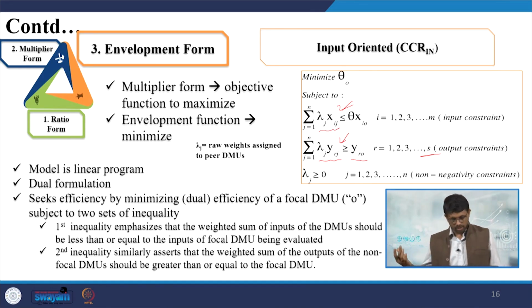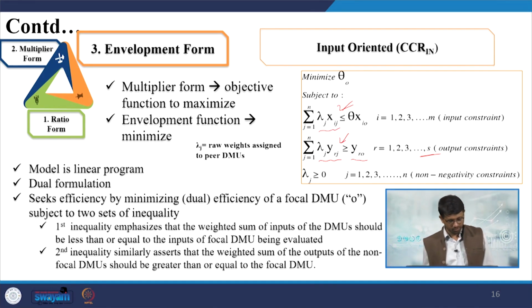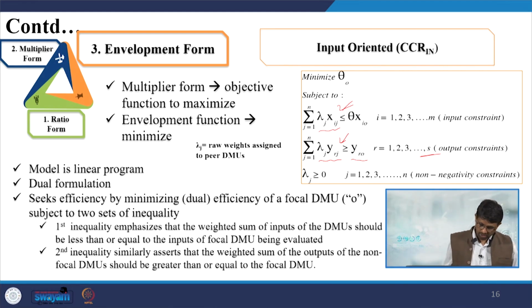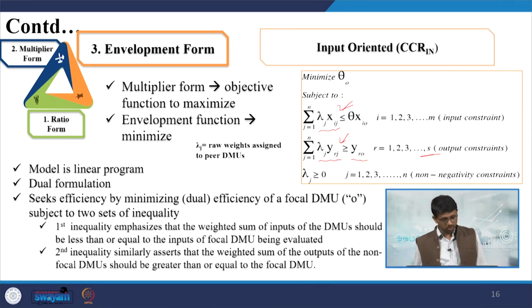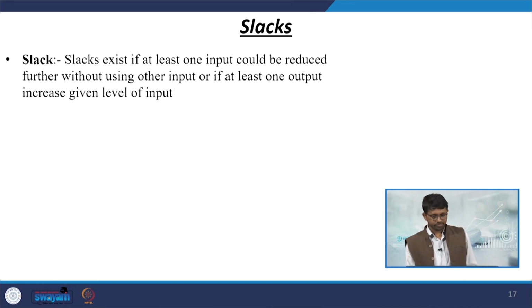In the second inequality, we identify the constraint with respect to the output. The inequality asserts that the weighted sum of the outputs of the non-focal DMUs should be greater than, should be higher than that of the respective focal DMU. Okay.